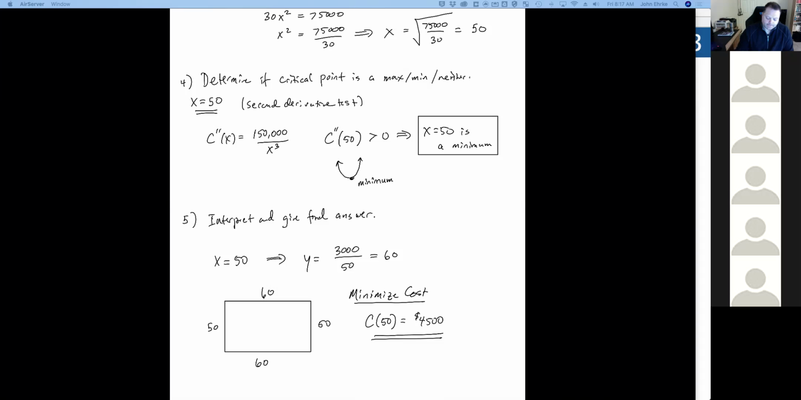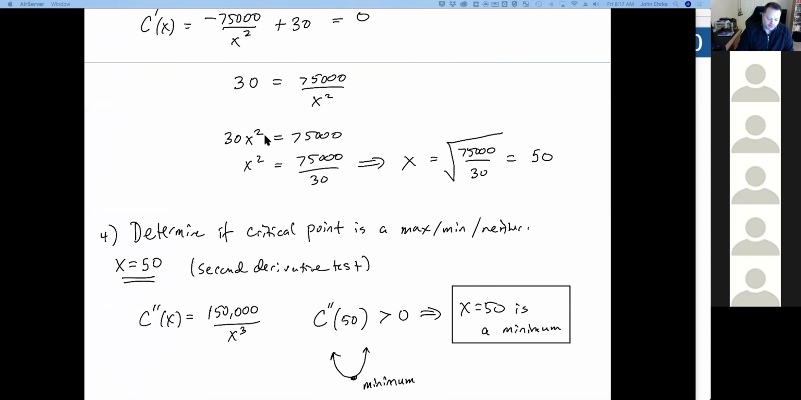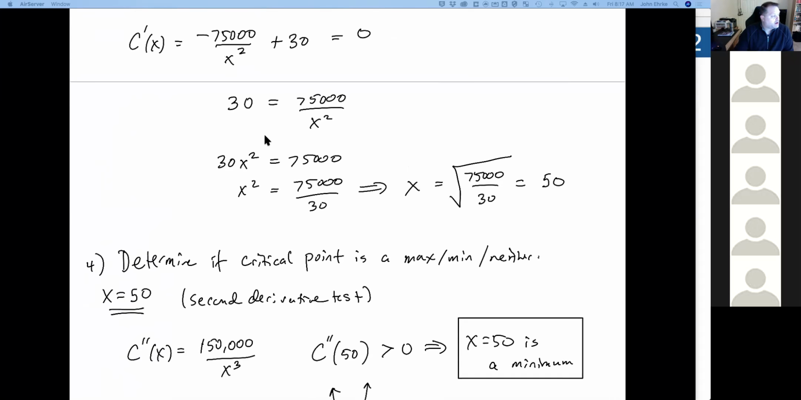Where did the 150,000 come from? Where C double prime? Right here, yeah. So I took the derivative. So you can see here, C prime is negative 75,000 over x squared. When you do the power rule, this is negative 75,000 x to the negative 2. So its derivative is negative 75,000 times negative 2, which is 150,000 x to the negative 3. So if you take the derivative, that's what you would get.